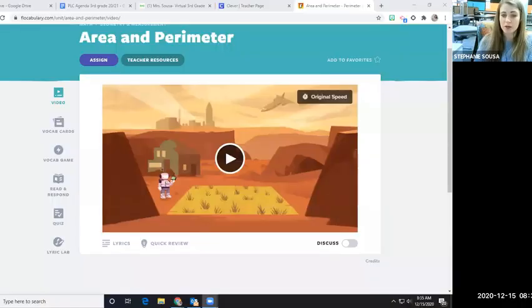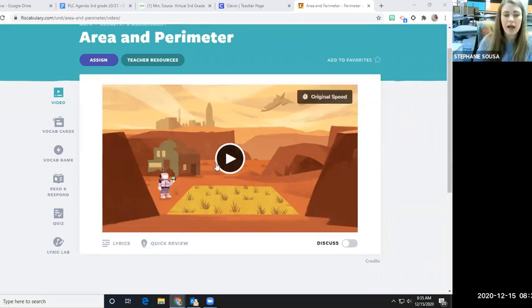So the concept that you will need to know goes hand in hand with area, and it is called perimeter. So when we are working with perimeter, that is the space on the outside edge of a shape. Think of a fence or a wall around a room.